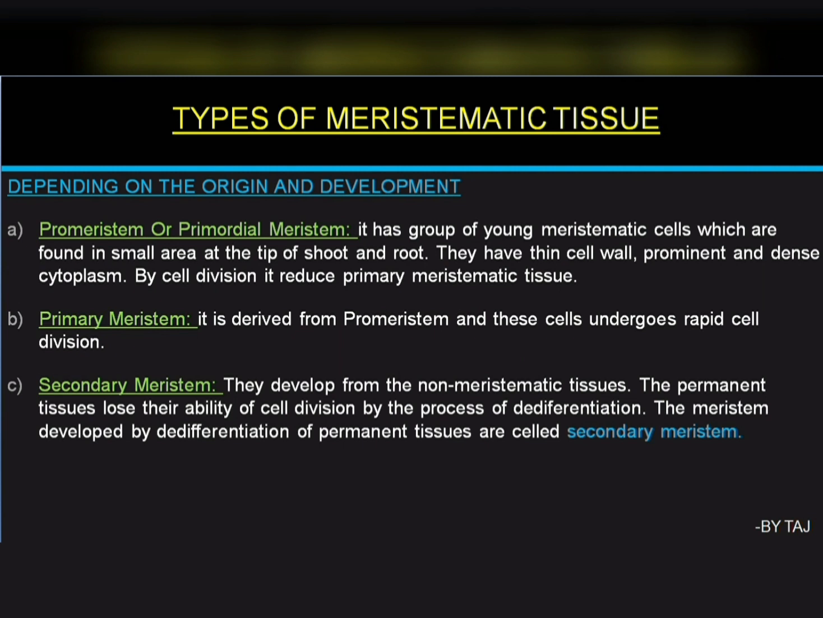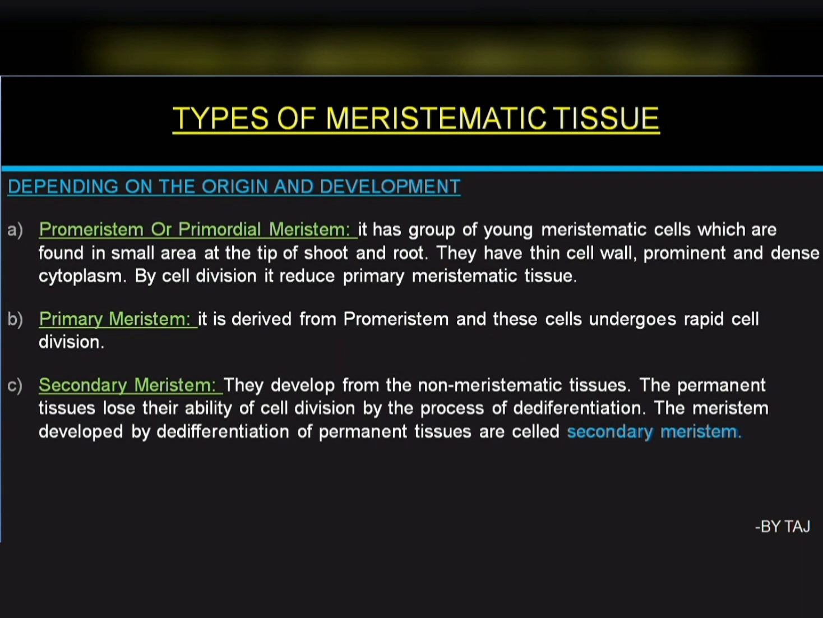So coming to primary meristem, it is derived from promeristems, nothing but primordial meristem, and these cells undergo rapid cell division. When compared to primordial meristem, primary meristems divide rapidly. Coming to the third type, that is secondary meristem. They develop from non-meristematic tissue called the permanent tissue.